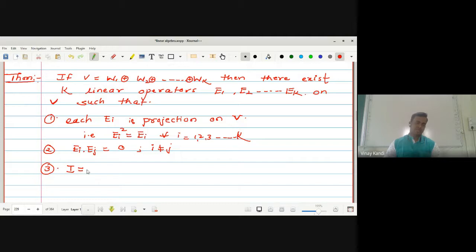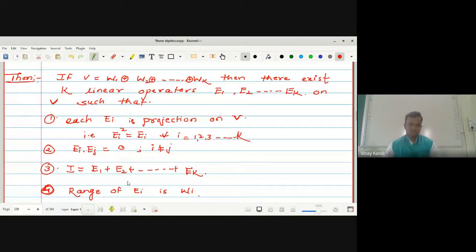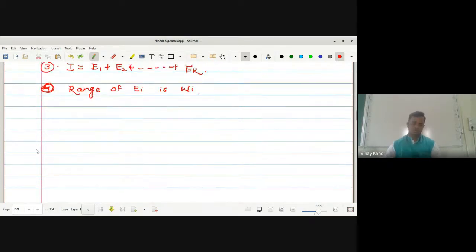Third one, identity operator I we can write in the form of sum of E1, E2 up to so on Ek. Okay, and the fourth one is range of Ei. Range of Ei is Wi. प्रत्येक EI चा रेंज काय असेल माझा? Wi. Okay, here the range of E1 is equal to W1, range of E2 is equal to W2, and up to so on.